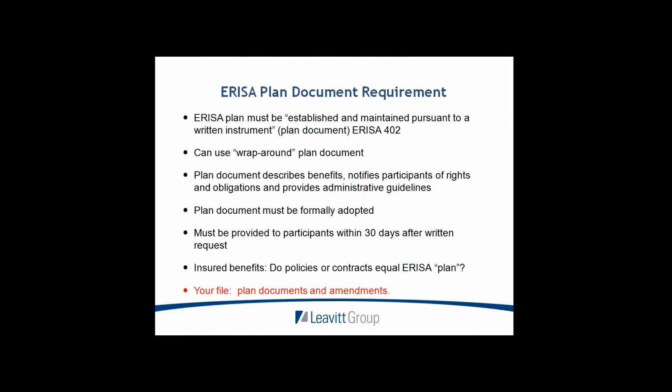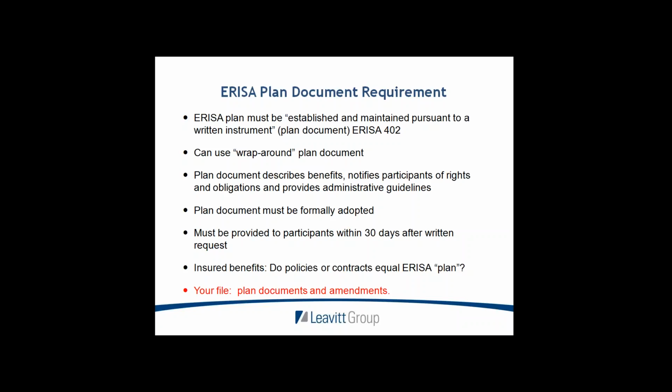So let me talk about some of these. The ERISA plan document requirement. ERISA does require that a plan be established and maintained pursuant to a written instrument, the plan document. So that's why the Department of Labor is requesting a copy of the plan document. And if you don't have a separate plan document, you can use a wraparound plan document. Because what happens with insured benefits is often employers don't have a separate plan document. They have the insurance contracts, the benefit booklet and the summary plan descriptions. And so you want to have a wraparound document that wraps around the other written materials and says this, along with the other written materials, is the plan document for ERISA purposes.